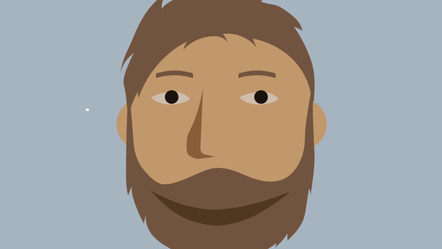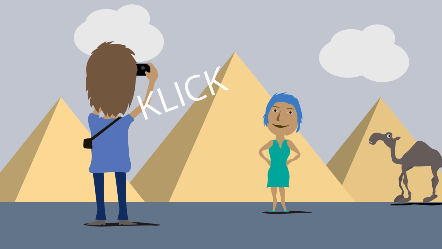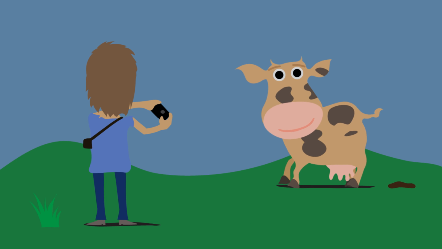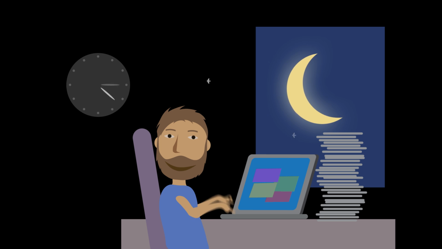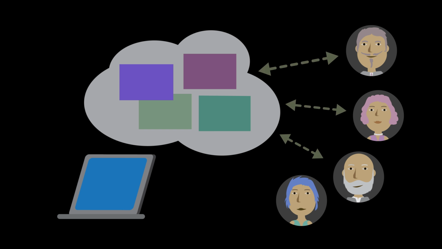This is Bob. Bob likes to travel a lot. He also likes to take photographs and share them with his family and friends. Luckily, today he can use the cloud for that. He just uploads all his photos and shares them instantly. Isn't that great?